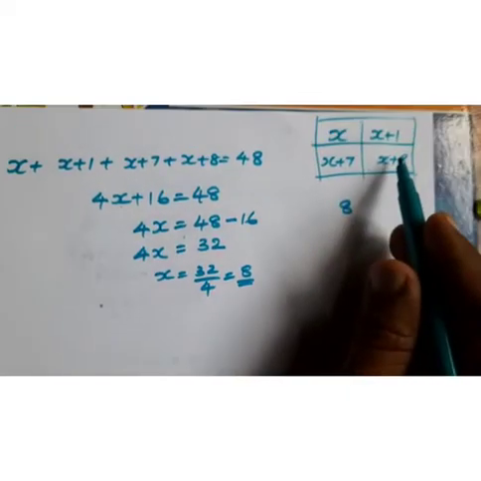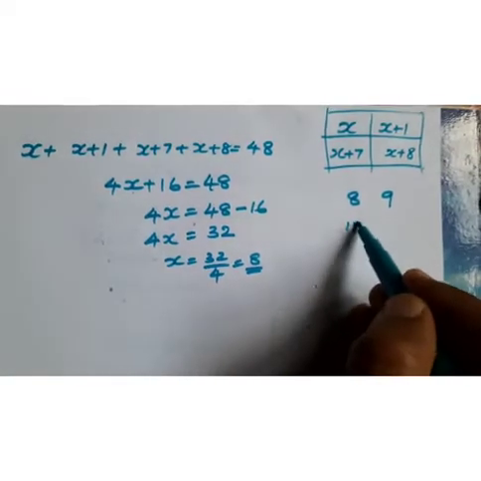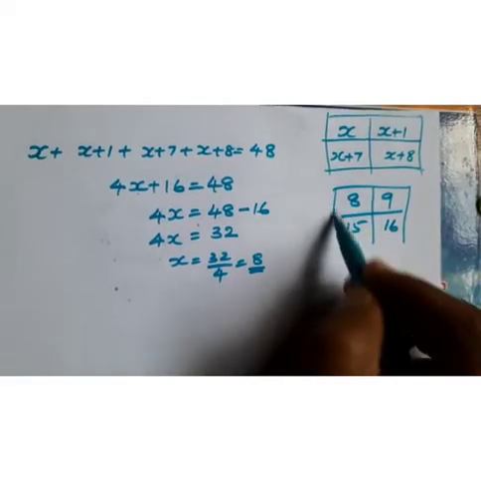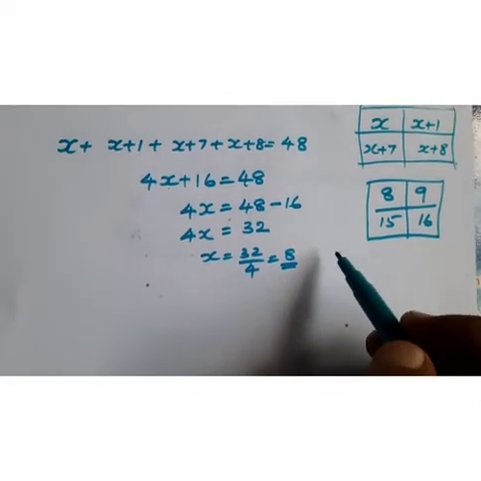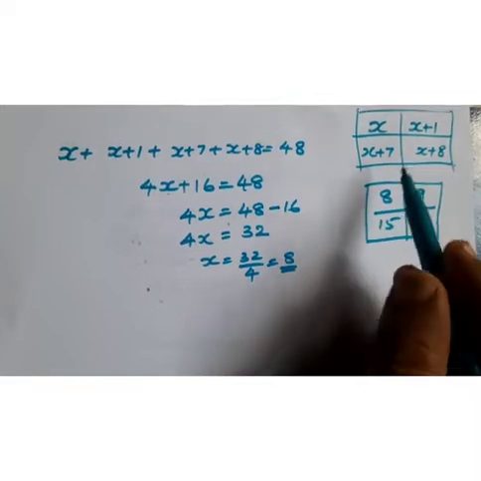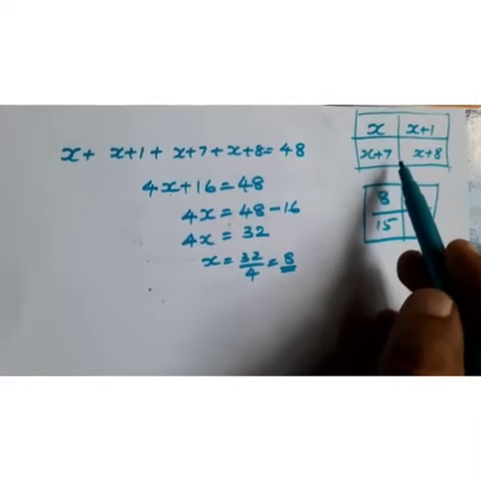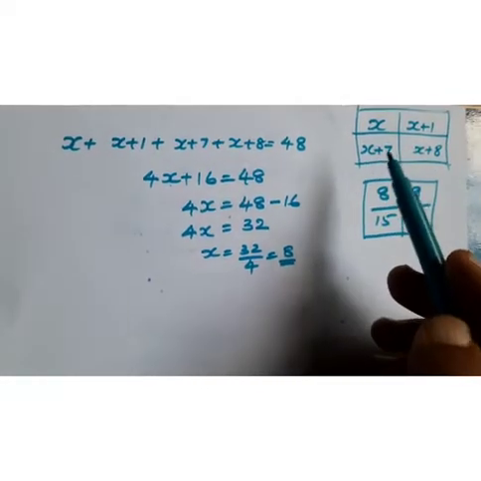What is the next number? 8 plus 1, 9. 8 plus 7, 15. 8 plus 8, 16. So these are the 4 numbers in a calendar. Sometimes it will be given like this also: the sum is given, and you have to find out the first number. So you write the algebraic form in a calendar. It's always like this only. If it is taking 4 numbers, it will be like this.